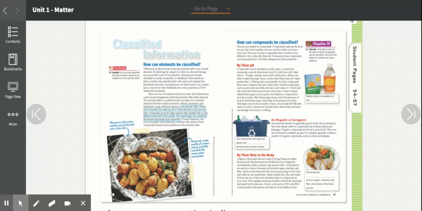Proteins are one of the most abundant types of compounds in your body. They regulate chemical activities of the body and build and repair body structures. Nucleic acids such as DNA and RNA contain genetic information and help the body build proteins.